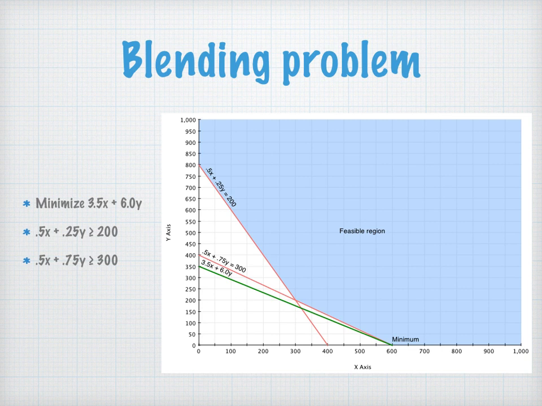Let's examine the same blending problem with a different minimization function, in this case 3.5x plus 6.0y. We create a similar green line in this case and move it parallel to itself, and you'll see here the minimum touches where we have a value of x of 600 and a value of y of 350. So as you change the objective function, you can get a minimum solution that is different. In every case, the minimum must lie on the edge of the feasible region.